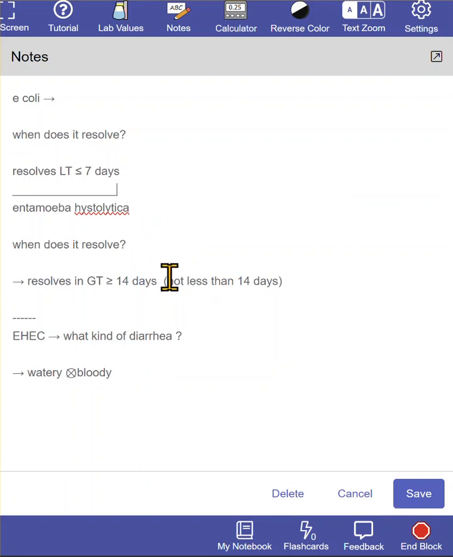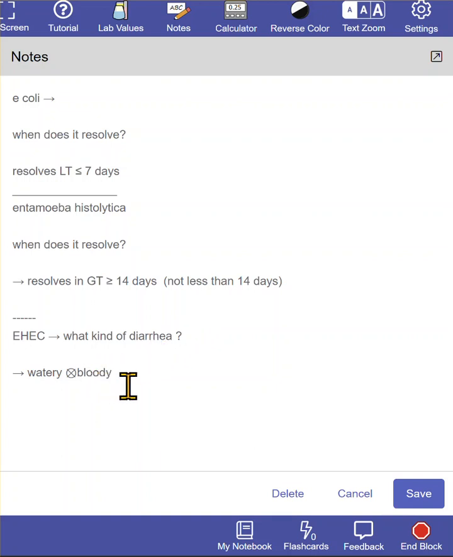So what can you say? You can say that they might have Entamoeba histolytica infection, and you should spell it correctly with an I. So when does it resolve? It resolves in greater than 14 days. So if it resolves in fewer than 14 days, can you say that it's Entamoeba histolytica? No, not on the boards, because it has to be at or greater than 2 weeks or 14 days.